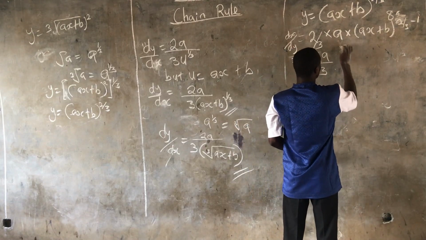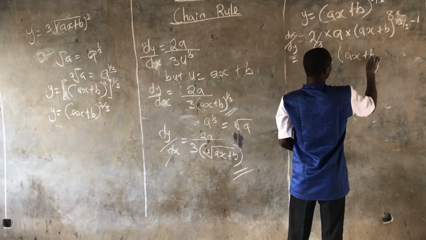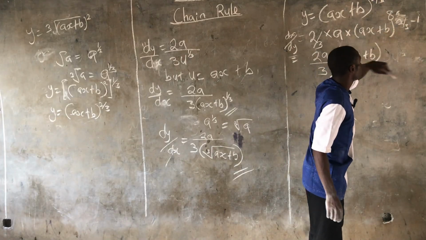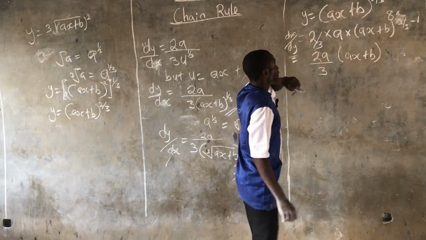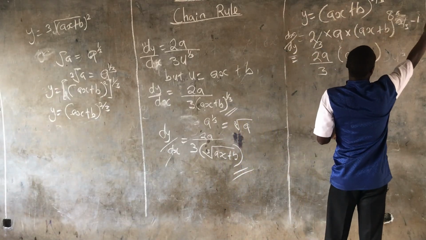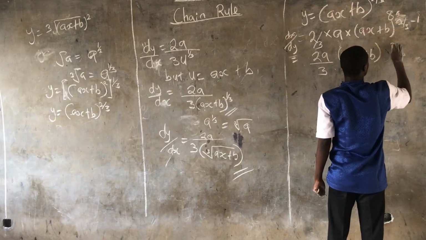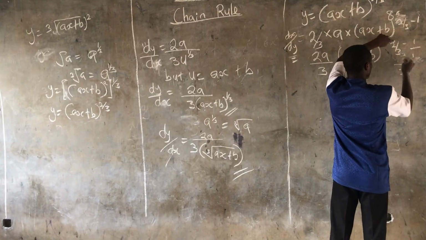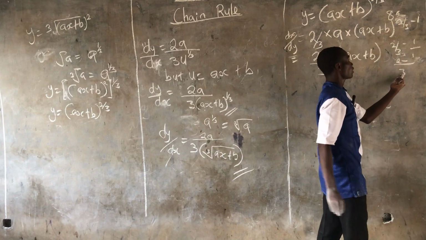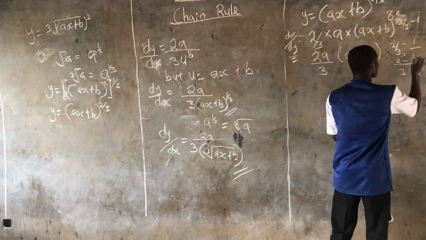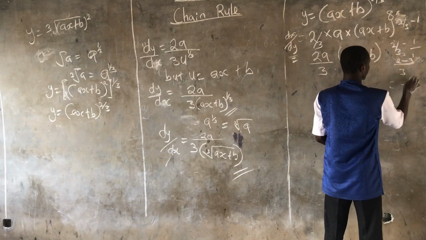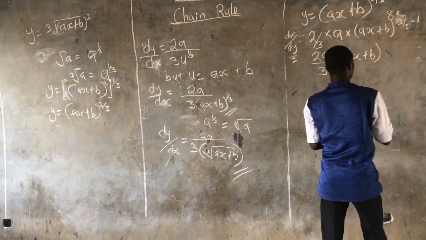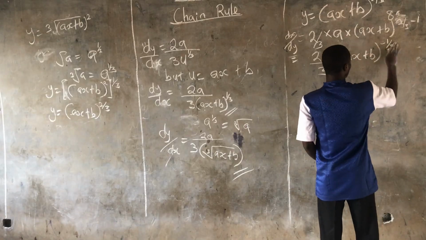2 over 3 minus 1 becomes 2 over 3 minus 1 over 1. 3 goes in 3 one time, 1 times 2 is 2, minus 3 goes in 3, 3 times 1 is 3. 2 minus 3 becomes minus 1 over 3. So this becomes minus 1 over 3.